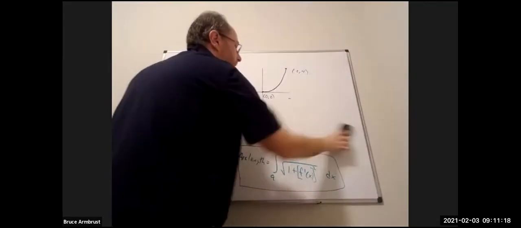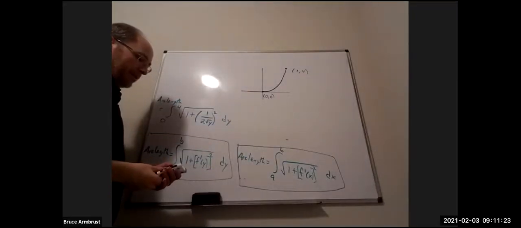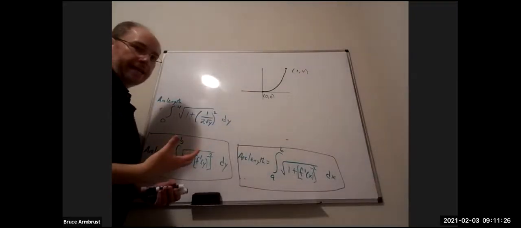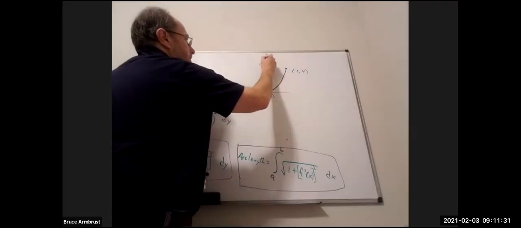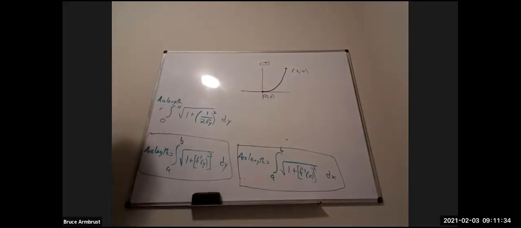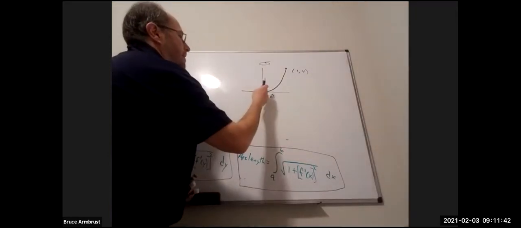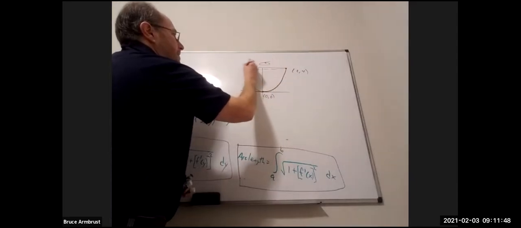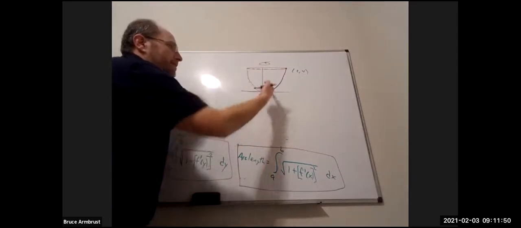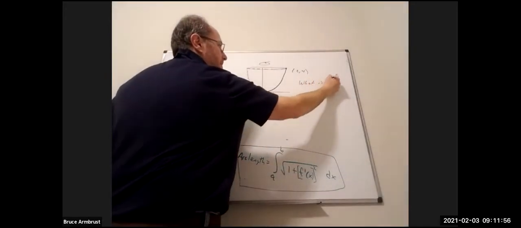Because suppose I did this, same line segment. But this time, what I'm going to do is rotate it about an axis, kind of like what we did before. So let's just say we rotate this thing about the y-axis. So you can kind of see the shape that you're going to get. It's going to look like a bowl. But this time, instead of finding the volume of this, what if I wanted to know the surface area?